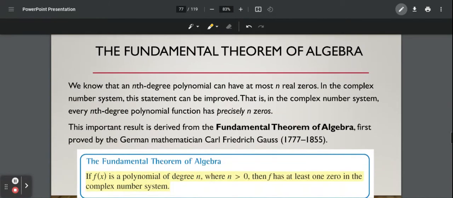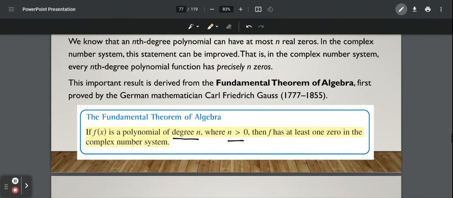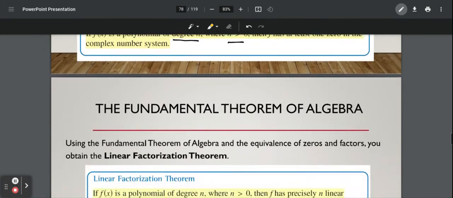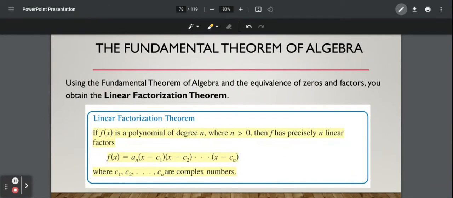So the fundamental theorem of algebra says that if you have a polynomial that has the degree n, where n is greater than 0, then there is at least one zero in the complex number system. So it has to have a zero, whether it's real or imaginary. So using the fundamental theorem and then the equivalence of zeros and factors, you can obtain your linear factorization.